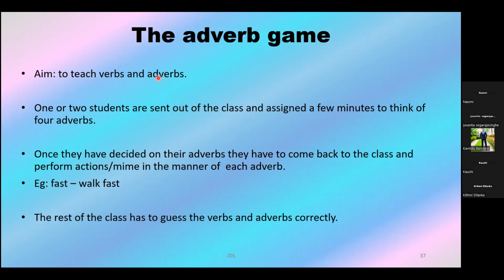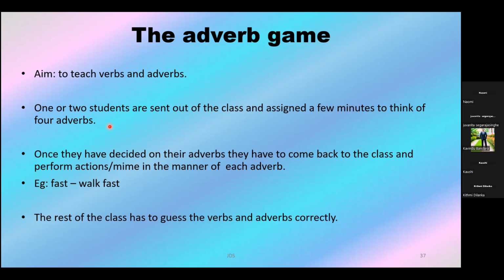Teach verbs and adverbs. The main focus is on adverbs, but avoiding the verbs, you can't teach adverbs. You know, adverbs always describe a verb. Therefore, they have to go hand in hand. One or two students are sent out of the class and assigned a few minutes to think of four adverbs. It can be any adverb. According to their level, they need to think of the adverb and enter the class.